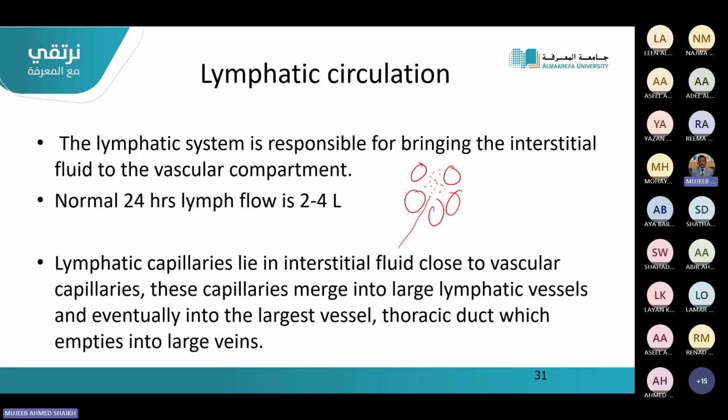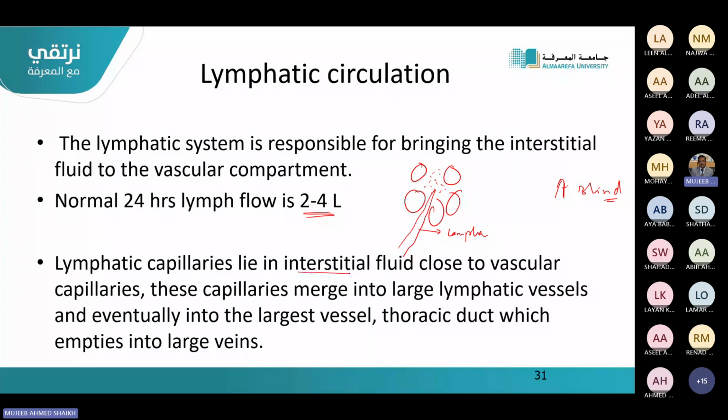This space will have a little amount of water. And there is one vessel coming from here. This is known as the lymphatic. They are known as blind vessels because they are closed at one end. The total amount of fluid moving into the lymphatics is about 2 to 4 liters per day, in 24 hours.